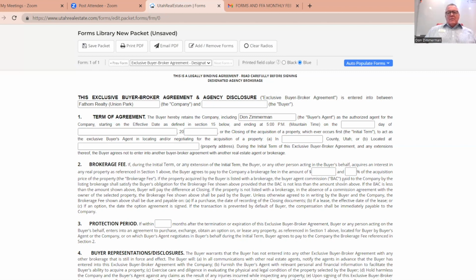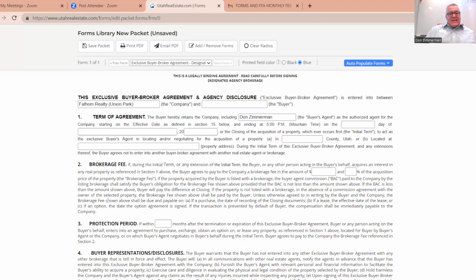Okay, so here's what I'm bringing up that you would have to amend. So right here is the buyer broker agreement. Here's where you put the amount of the commission. And it says, if the property acquired by the buyer is listed with a brokerage, the buyer agent commission paid to the company by the listing brokerage shall satisfy the buyer's obligation for the brokerage fee shown above, provided that the BAC is not less than the amount shown above.